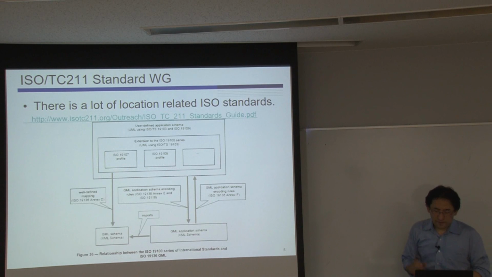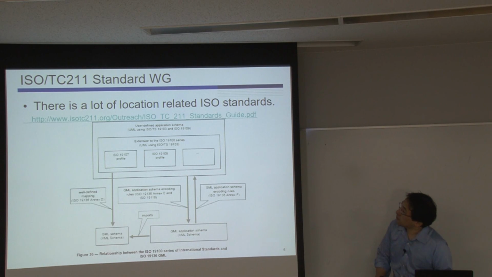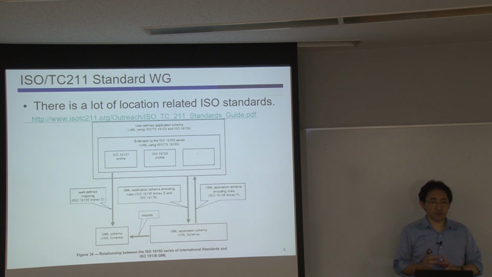Okay. And there's also a standards group in ISO, the International Organization for Standardization, TC 211. TC 211 is a working group that develops standards for coordinates and geographical locations. And they also provide a lot of ISO standards here. I'm not sure if the link works.